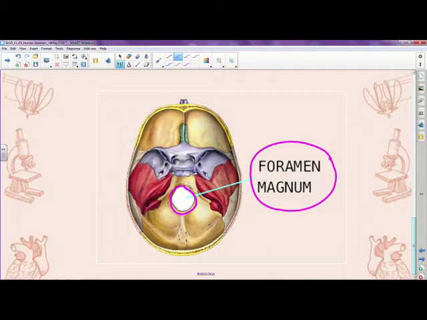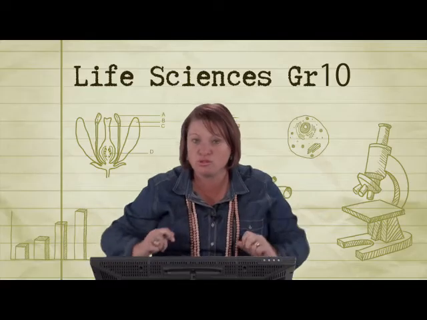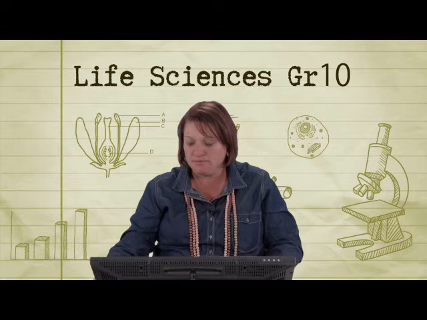Now what happens is, when you go in grade 12, the position of this foramen magnum is going to have an effect on whether you walk upright, which is called bipedalism, or whether you walk on all fours, which is called quadrupedalism.